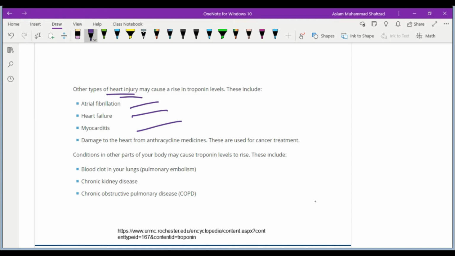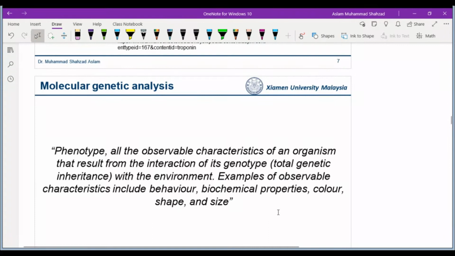So the damage of the heart cells could be due to atrial fibrillation, heart failure, or myocarditis, or because of the medicine that has been given to the patient, or other conditions, for example pulmonary embolism, chronic kidney disease and chronic obstructive pulmonary disease. In all these cases there will be an increase of the troponin level. So that's the flaw in biochemistry: it does not give you the exact cause of a disease.